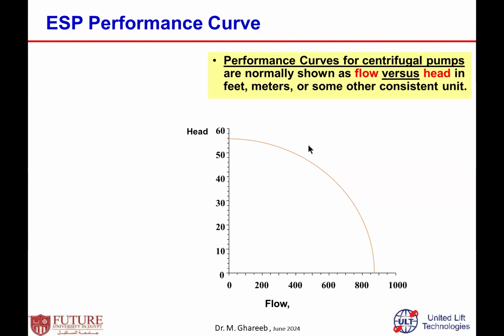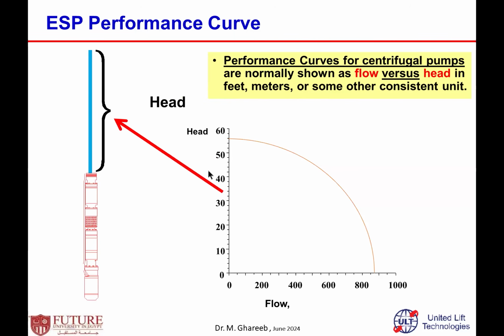Usually you will find the performance curve for each pump for one stage, and then you can generate one performance curve based on the number of stages you are using for this well. This performance curve is flow versus head, in meters or feet, whatever units you are using.